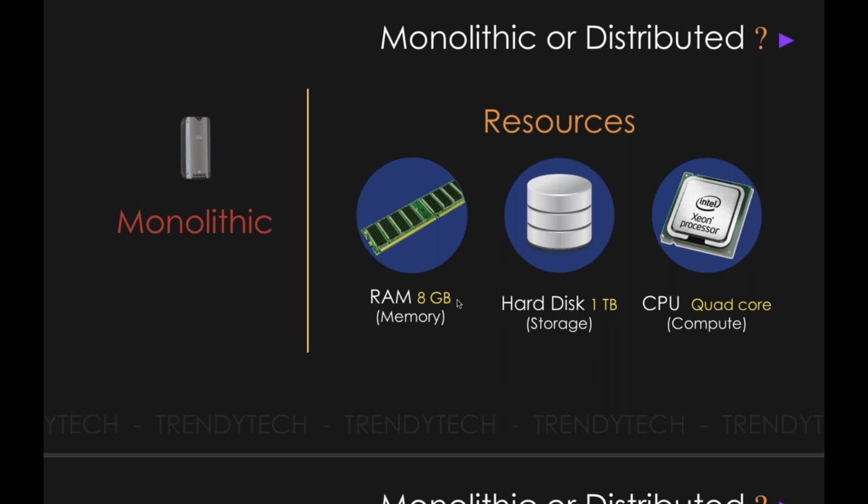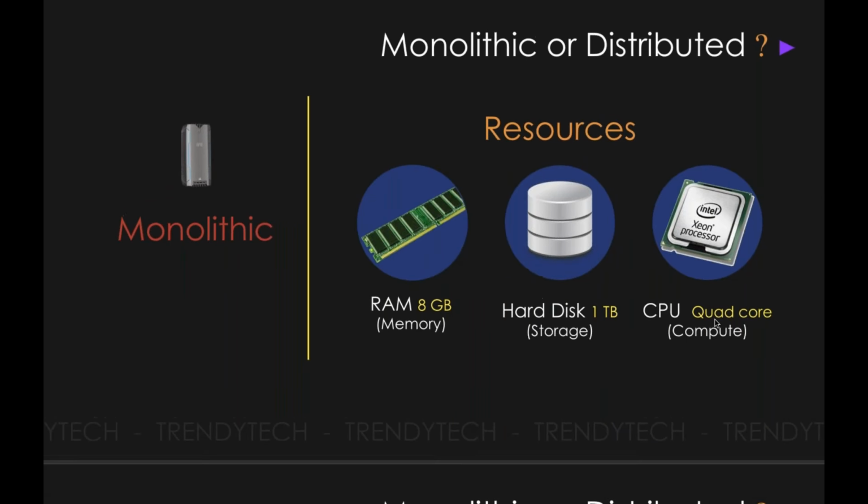Now, the technical words used for it: RAM is called memory, hard disk is called storage, and CPU is called compute. So memory, storage, and compute form the resources for you. Now you can relate it to your laptop so that things are easy to understand, right? For example, if you ask me, my laptop has 16 GB RAM, that means memory is 16 GB. The hard disk I have is 500 GB, so storage is 500 GB, and CPU is quad core. Again, compute is quad core. So these are the resources I'll be referring to throughout the course.